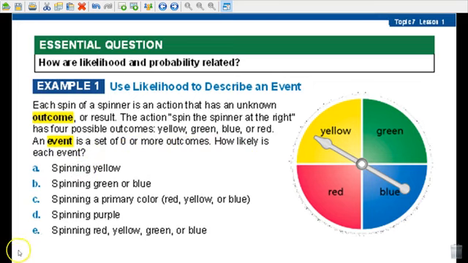Okay, so A, we have spinning yellow, B, spinning green or blue, C, spinning a primary color, which is red, yellow, or blue, D, spinning purple, which we don't see purple, and E, spinning red, yellow, green, or blue. So pretty much all of them.